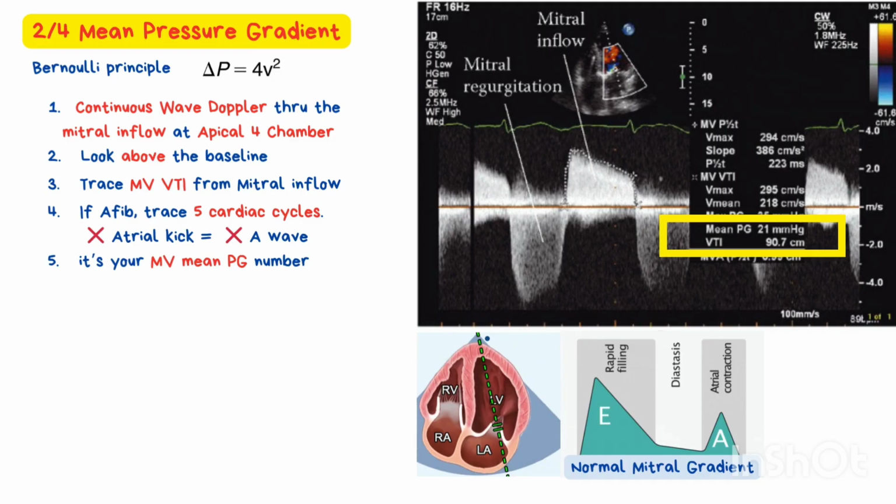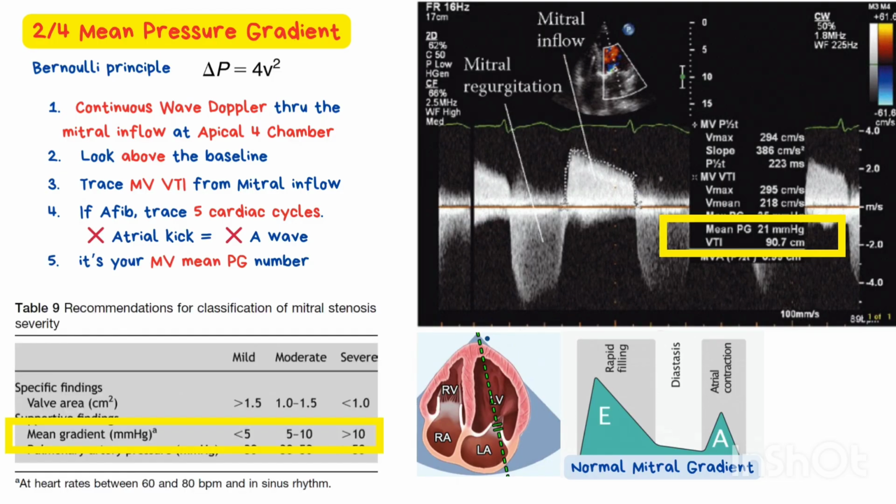We have an example on the right, where the mean pressure gradient across the mitral valve is 21 millimeters of mercury. That value falls into the severe mitral stenosis range. Note that a mean gradient less than 5 is considered mild, between 5 and 10 is moderate, and anything greater than 10 is generally classified as severe.